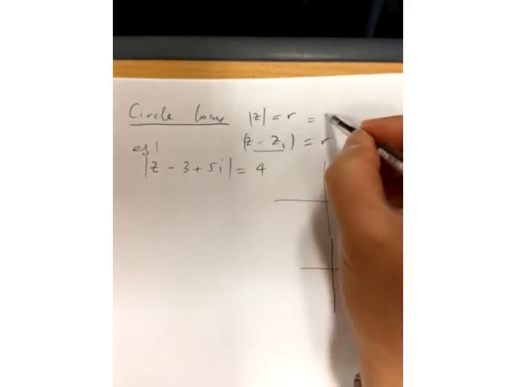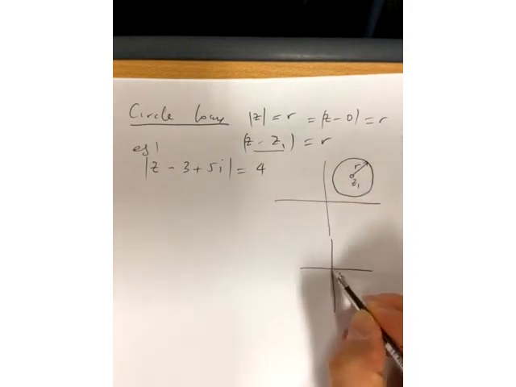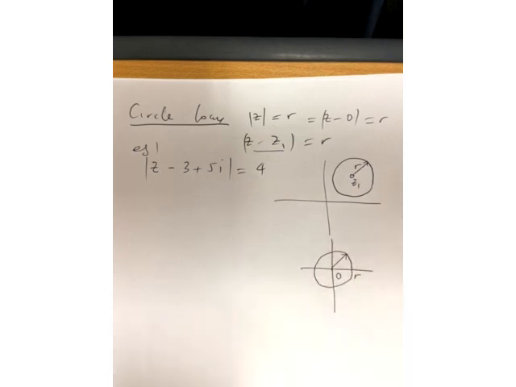This is basically modulus z minus 0 equals r. So it starts from the origin. So let's say it's the length of the vector from O to z, such that it's going to make a length of r. That's why that's a circle there.